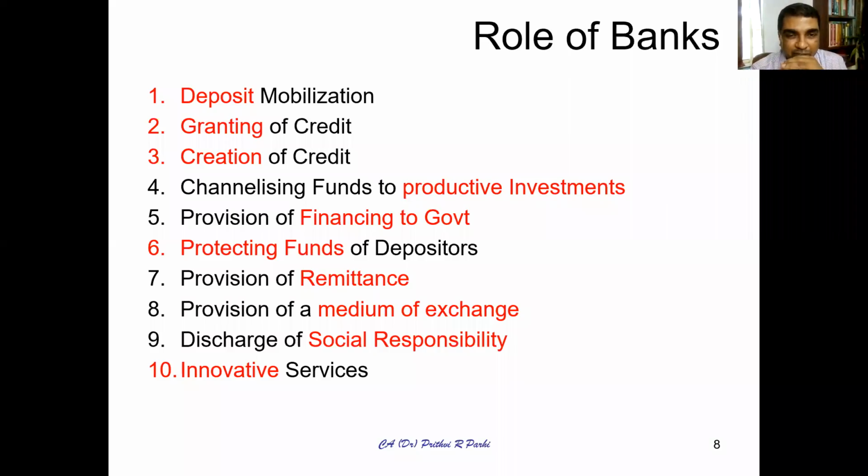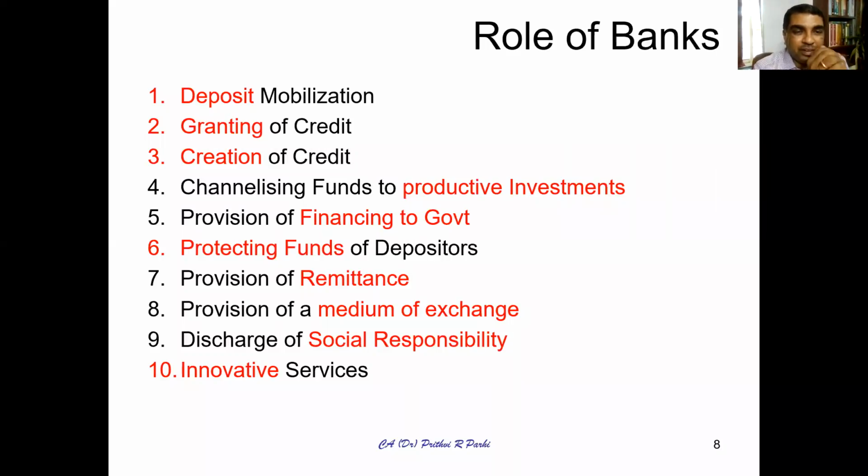Now, next point, if you see, protecting funds of the depositors. So depositors feel, when money is deposited in bank accounts, that the money is safe. All of us, when we park our money in the bank, we feel money is safe. It is safer than any other place. So relatively, we feel money is safe, and money is also liquid. So the bank offers that safety. So people can invest money without taking much risk. So that's one more function, one more role that the bank plays.